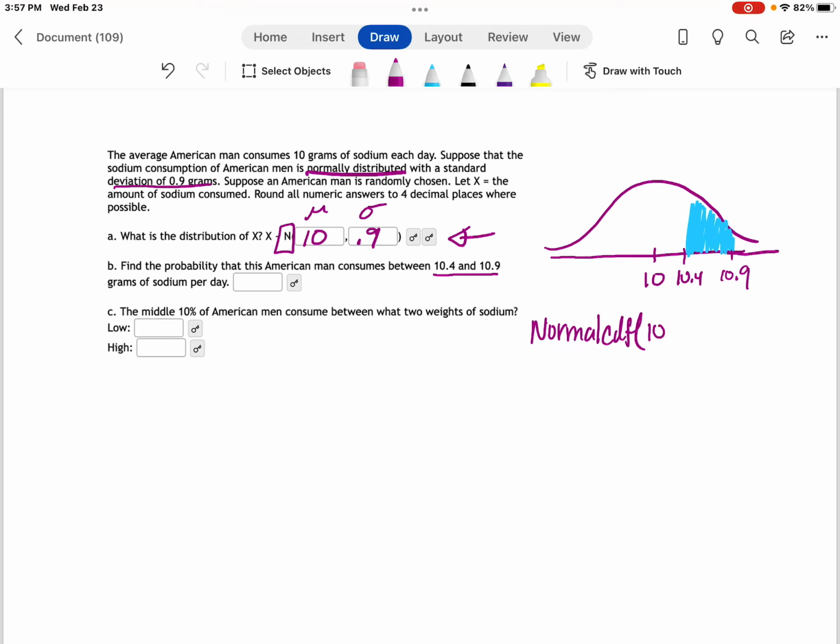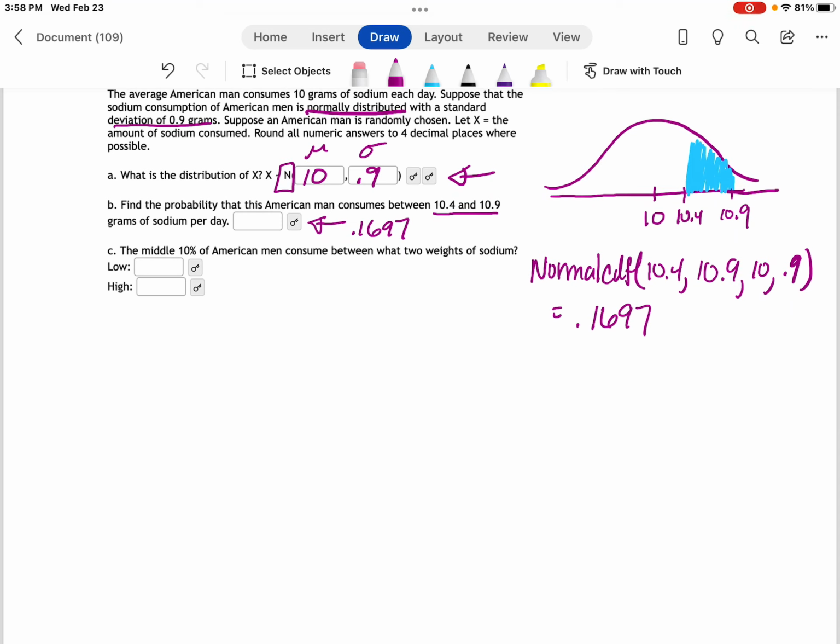We have the lower bound, which is 10.4. We have the upper bound, which is 10.9. Then we have the mean, which is 10, and the standard deviation, which is 0.9. And we put that in our calculator, and when we round it to 4 places, we get 0.1697. So that's our answer to part B, 0.1697.